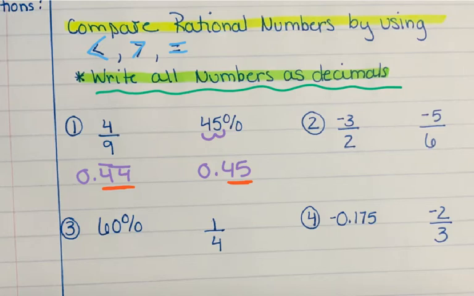So that means that 0 and 45 hundredths is greater than 0 and 44 hundredths. So the greater sign would be facing the 45%.